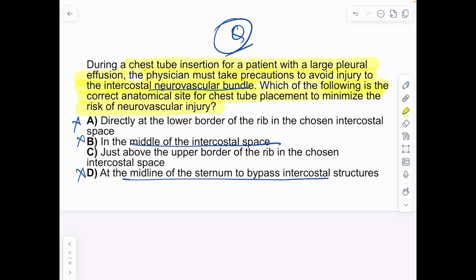The correct answer for the question is just above the upper border of the rib in a chosen intercostal space. What does it mean? If you have chosen the space to be 4 or 5, that means intercostal space 4 or 5, then you have to go with the upper border of the lower rib.